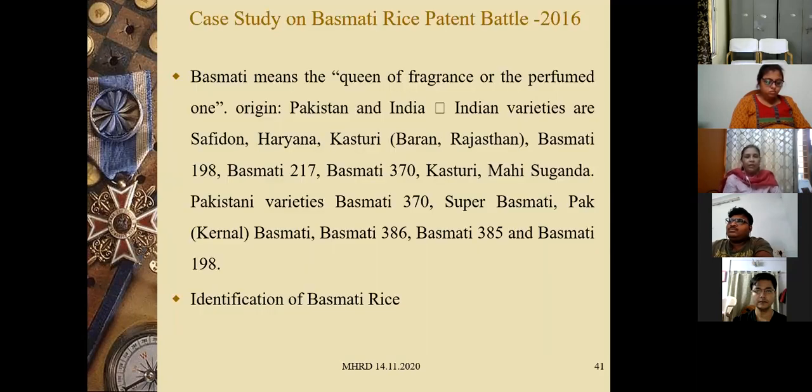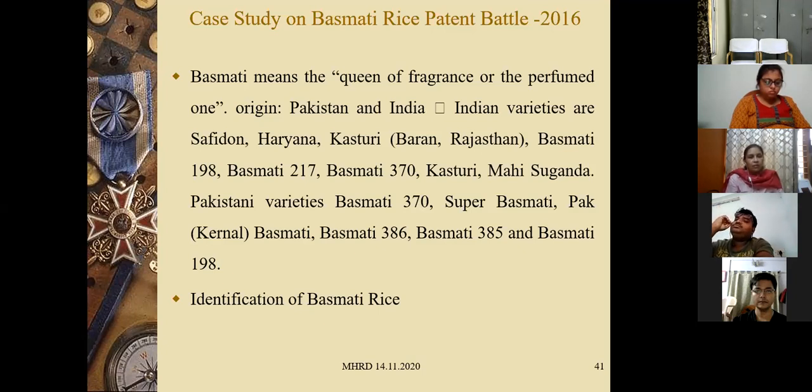I want to share two interesting patent battles, what we can call them. This is the basmati rice patent battle in 2016. All of you know that basmati is something we relish for making biryani and pulavs. This is the rice we use. The name is definitely a Hindi name. Basmati: Bas is the fragrance. Like Padmavati and Hemavati, it means queen, isn't it? So it is the queen of fragrance.